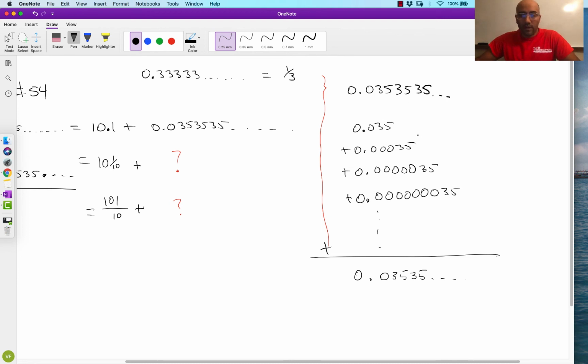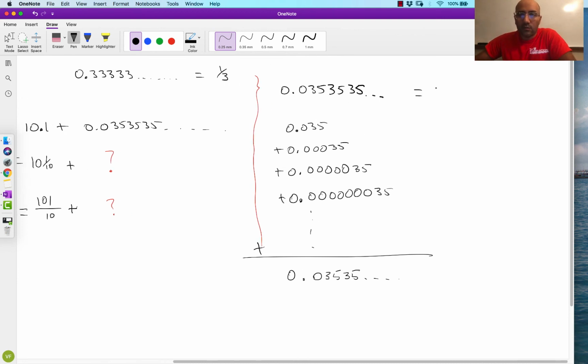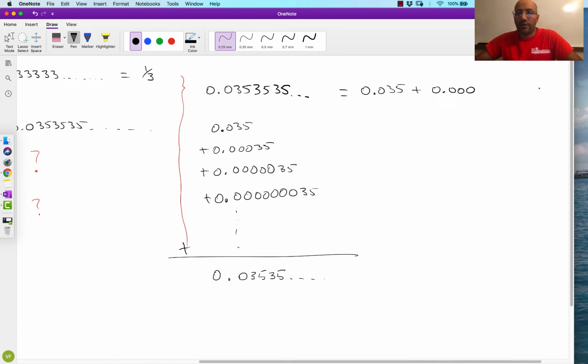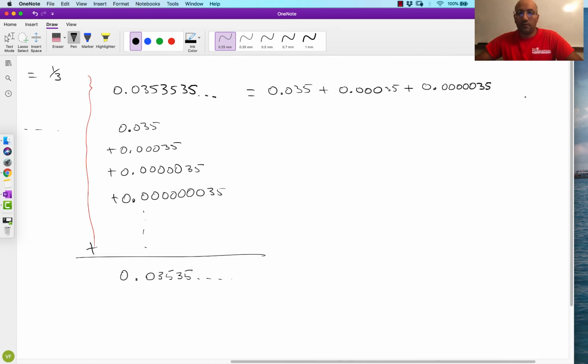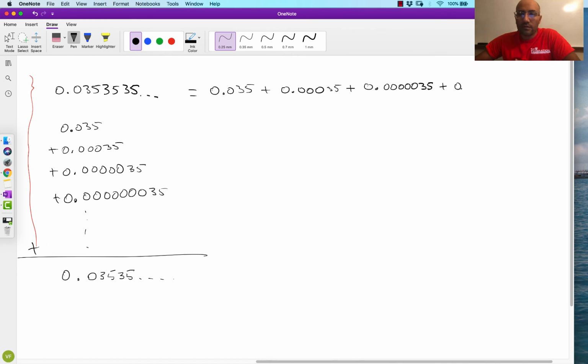Okay, but I want to write them down this way. So this is equal to 0.035 plus 0.00035, which is 0.000 with a 35 after the zeros, plus 0.0000035, with 5 zeros and then a 35, the last one, plus 0.0000000035 with 7 zeros and then a 35, right? Plus, dot, dot, dot, keep going that way, right?